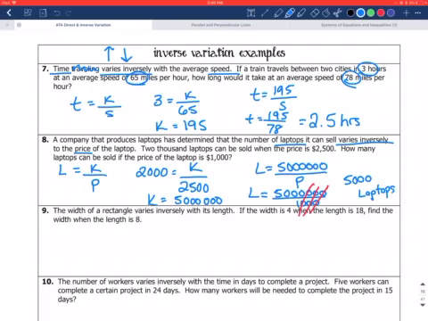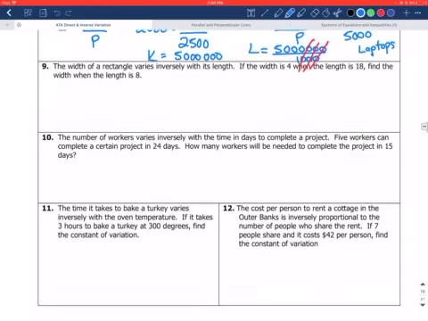So the price went down, but instead of 2,000, it went to 5,000. Our number of laptops increased.